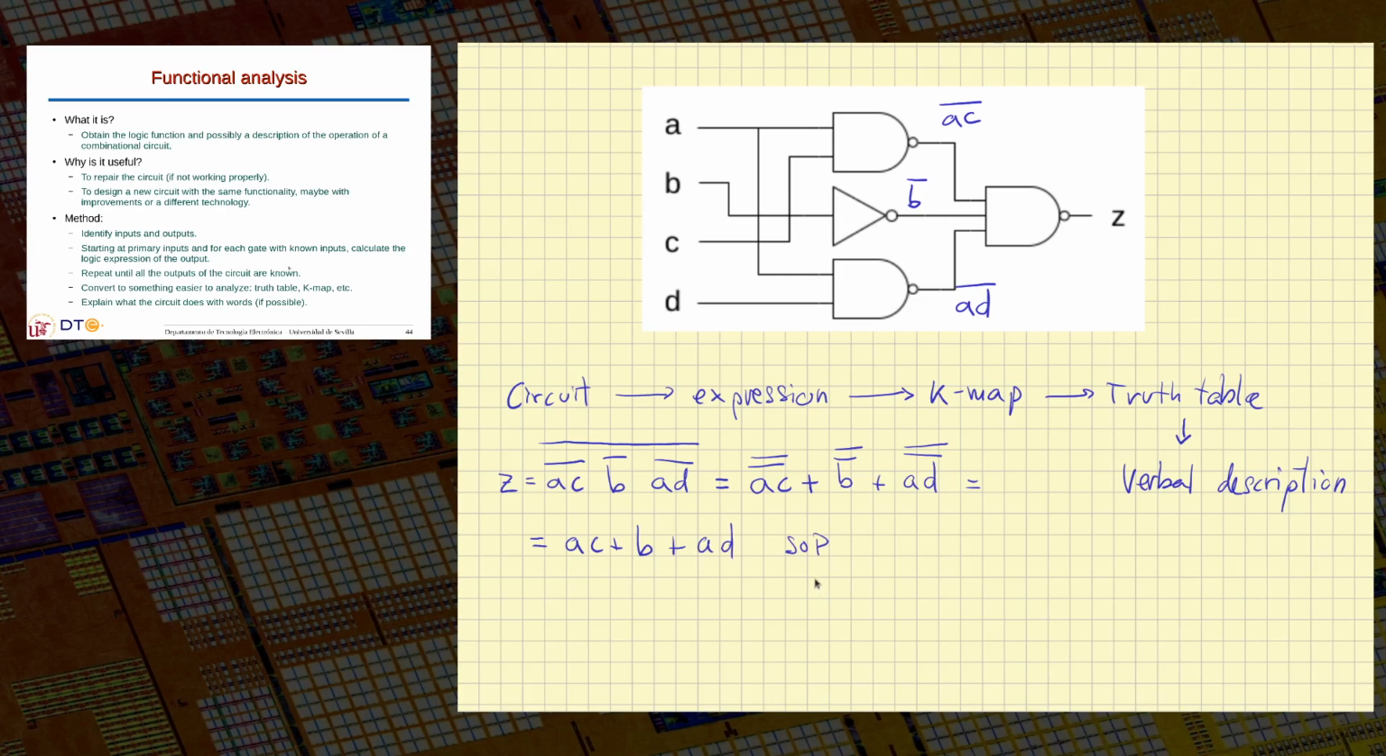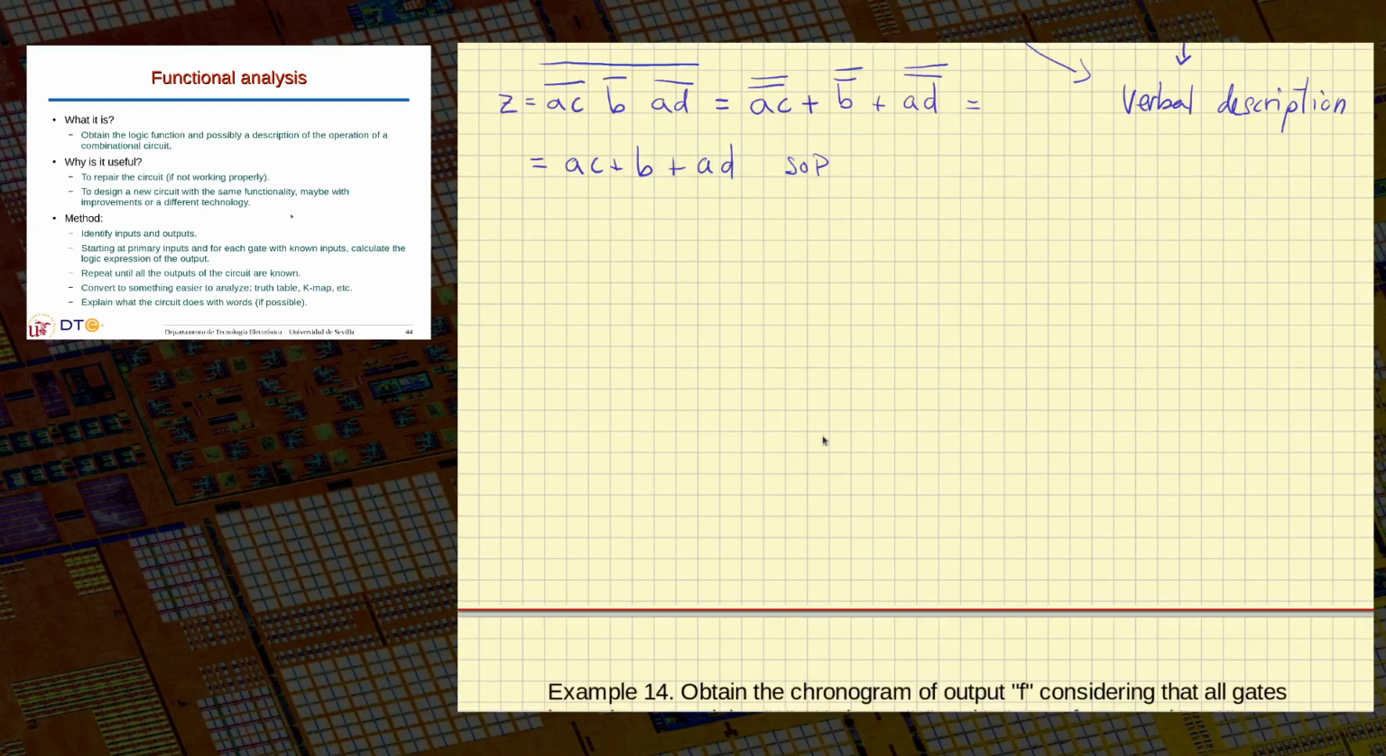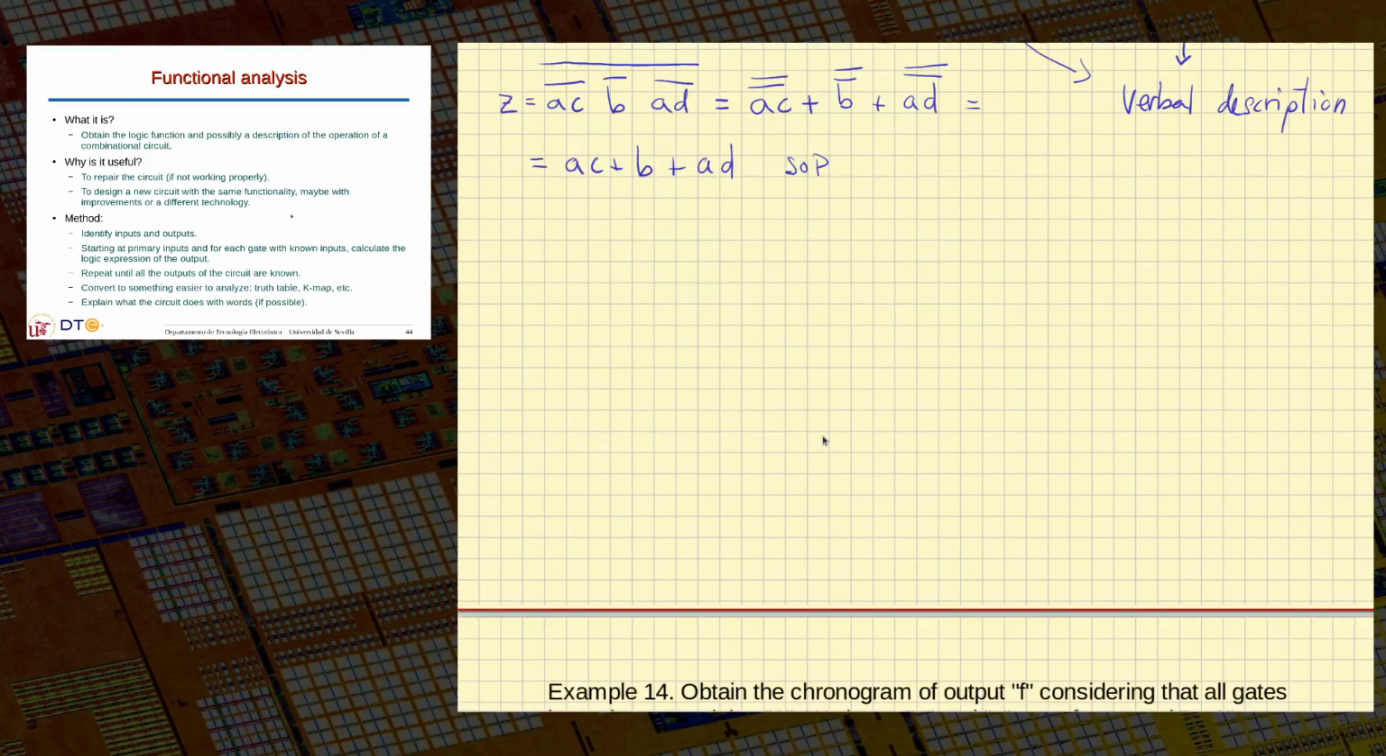We have already seen how we can go from an expression like this to the Karnaugh map or directly to a truth table. We can find the verbal description either from the truth table or the Karnaugh map. Okay, it depends on your preferences. Because the problem says obtain the truth table, I will go directly from this to the truth table. So we will draw a truth table here.